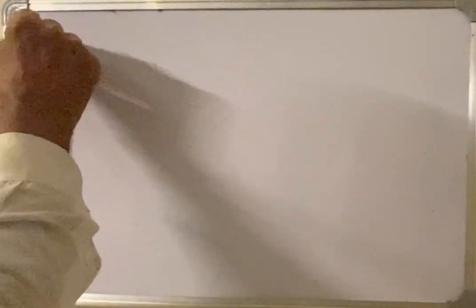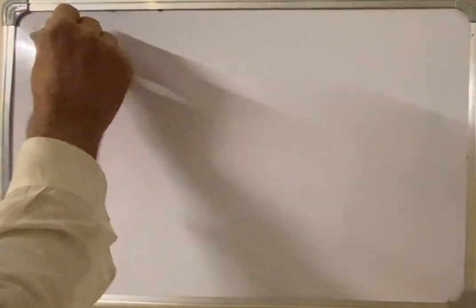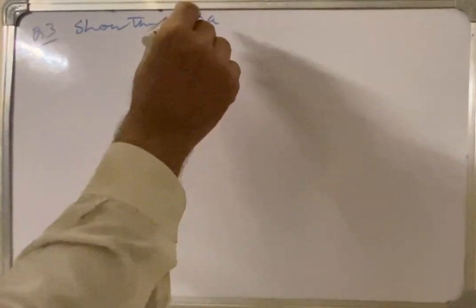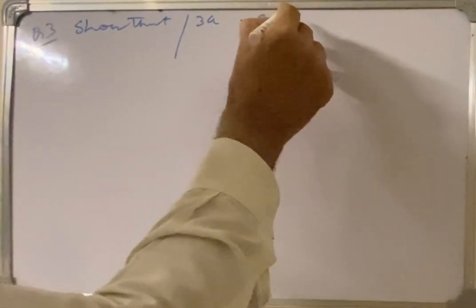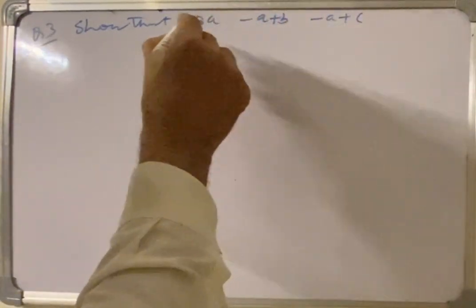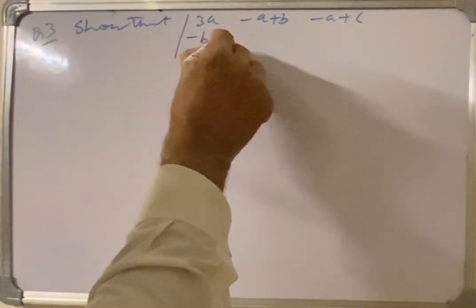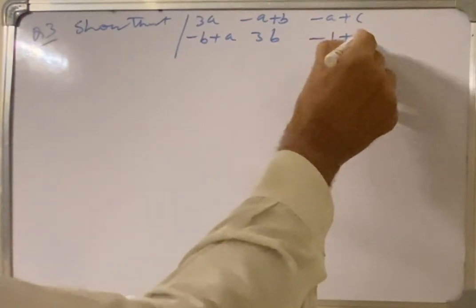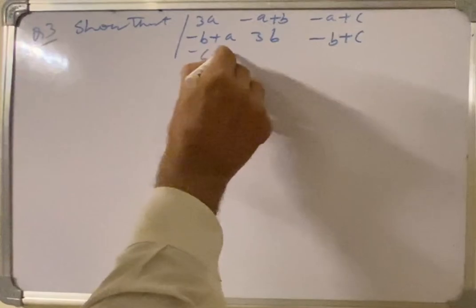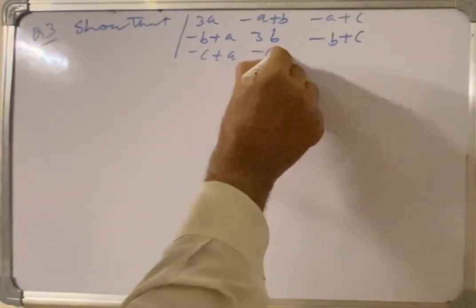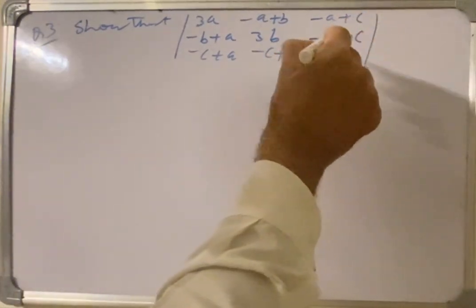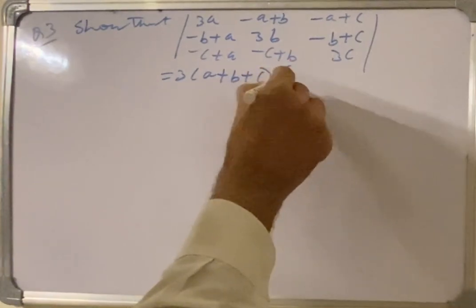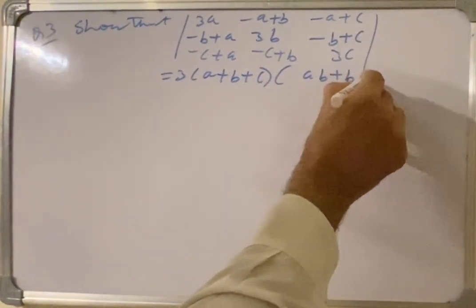Third question, show that determinant 3A minus A plus B, minus A plus C, then minus B plus A, 3B, minus B plus C. Third row is minus C plus A, minus C plus B, 3C is equal to 3 into A plus B plus C into AB plus BC plus CA.